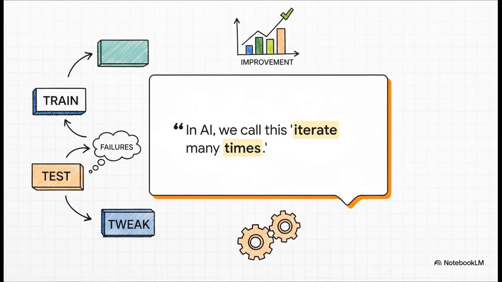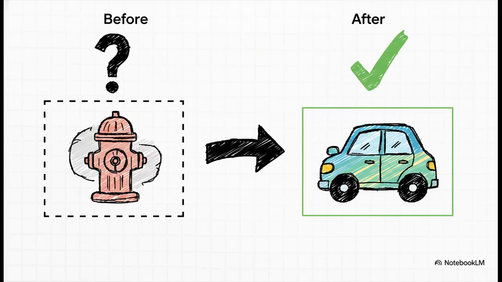Maybe they change the algorithm a little bit. And then they train it all over again. They just keep repeating that cycle over and over and over until the model finally gets good enough. And this is a perfect example of what that looks like.